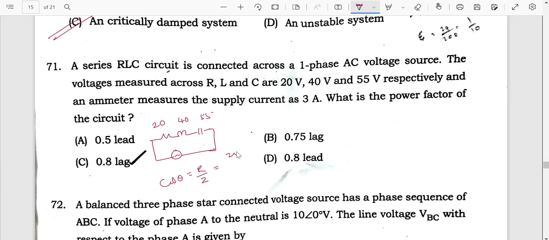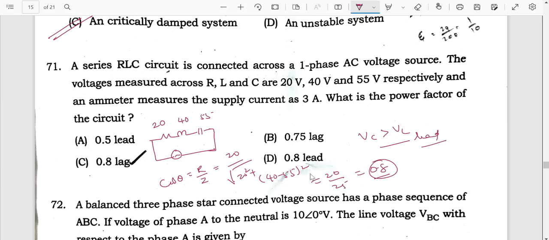R value is 20. We need to find the Z value. Z is nothing but the square root of 20² + (40 - 55)², which is equal to 25. So 20 by 25 is equal to 0.8. Now compare here: VC is greater than VL, so it is leading. So 0.8 leading will be the answer.